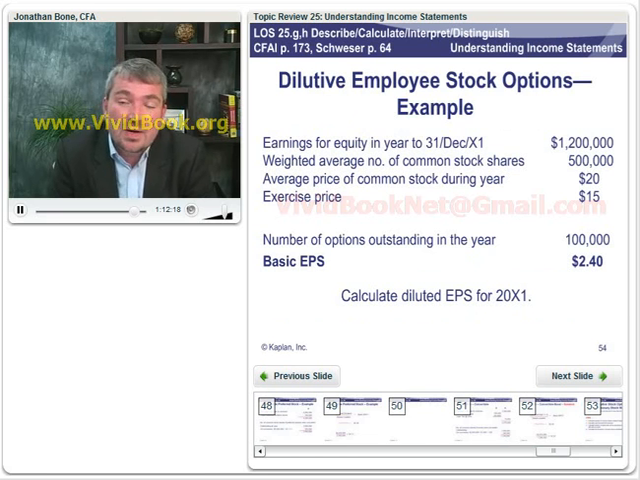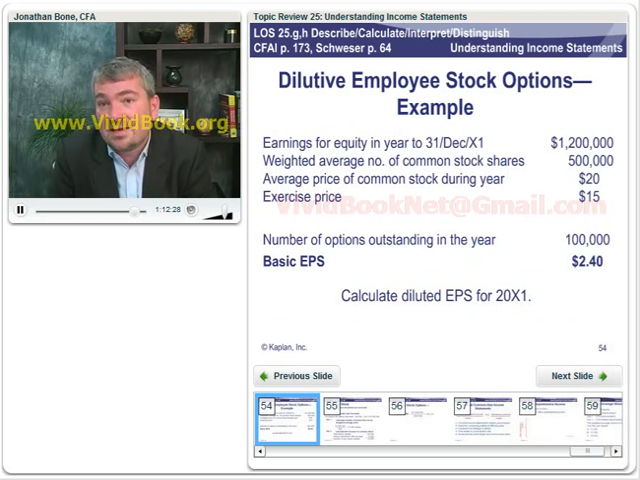Well, straight away we can tell these are dilutive because the average price during the year is greater than the strike price. Just ask yourself, do you fancy buying something that's worth $20 and only paying $15? If the answer is yes, it's dilutive. So these are dilutive. Notice we've got 100,000 stock options. Basic rule for the exam is assume one option equals one share when exercised unless told otherwise. And we've got our basic EPS here of $2.40.